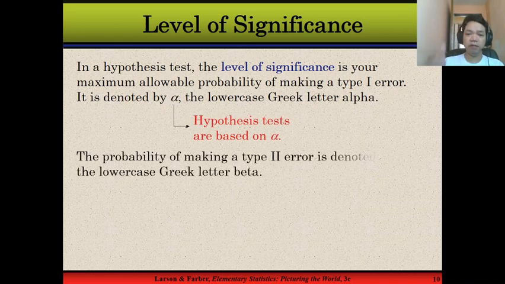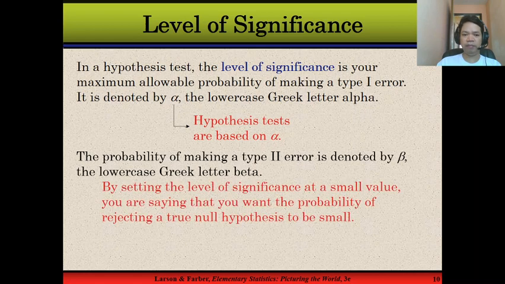Okay? So, ang hypothesis test natin are based on alpha. So, pag kay alpha, type 1 error yung ating tinatest. The probability of making a type 2 error is denoted by beta. Okay? The lowercase Greek letter beta naman yung ating symbol.